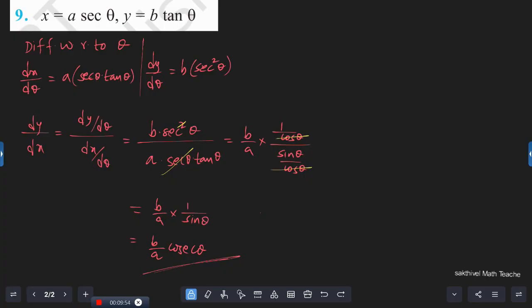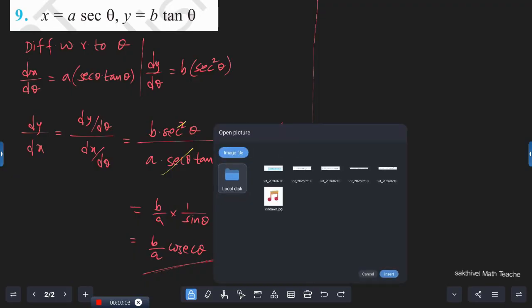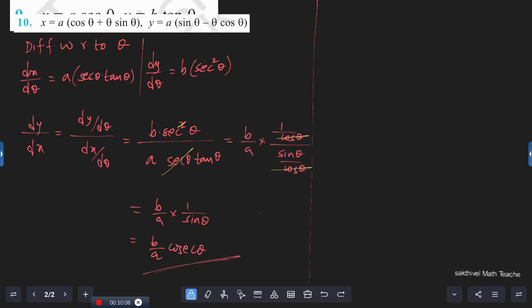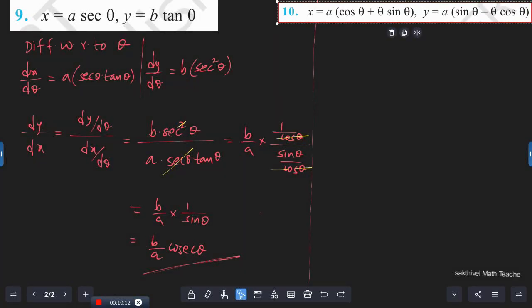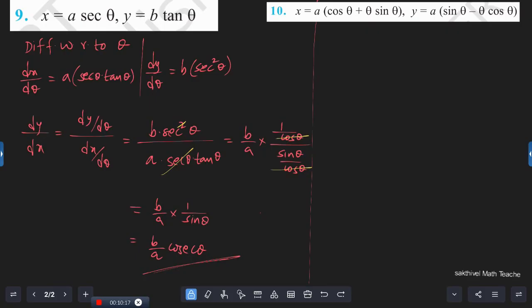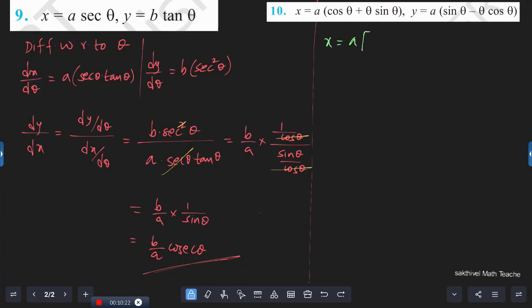Next, question number 10 we will go. On the same page I will do number 10. Here I am taking the 10th one. So x is equal to a cos theta plus theta into sin theta.